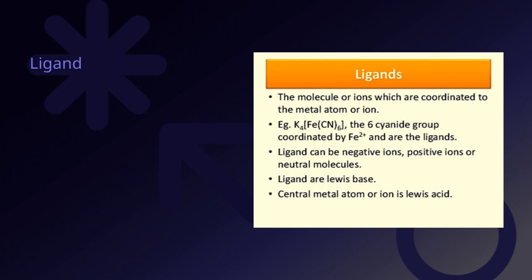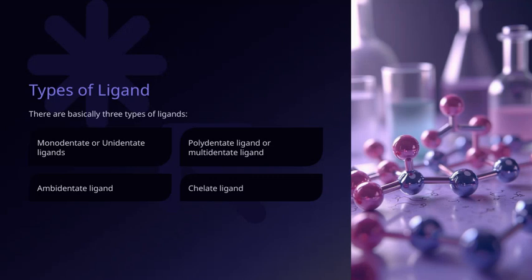pharmacology and biochemistry. Let's take a closer look at the different types of ligands. First, we have the chelate ligand, which is a special kind of polydentate ligand that can form multiple bonds with a single metal ion, creating a ring structure. This often results in more stable complexes.